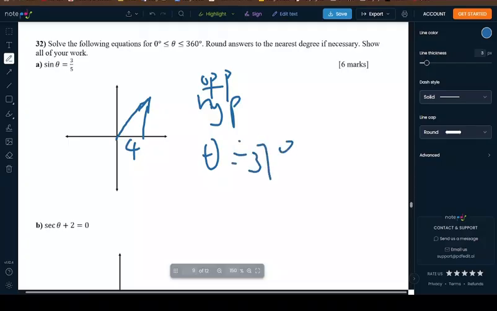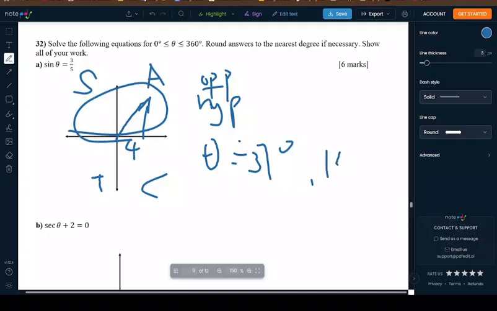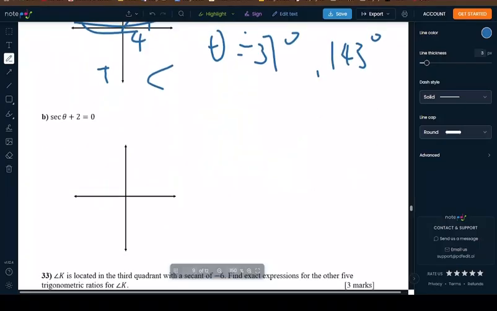And note that there's going to be two values for it. So 37, and 180 minus 37 degrees, because of the rule "student take calc", sine is only positive in these quadrants. So 180 minus 37 is going to give us 143 degrees.